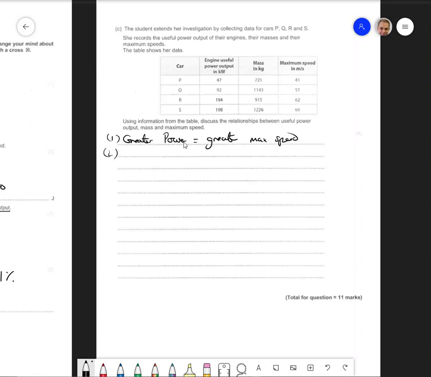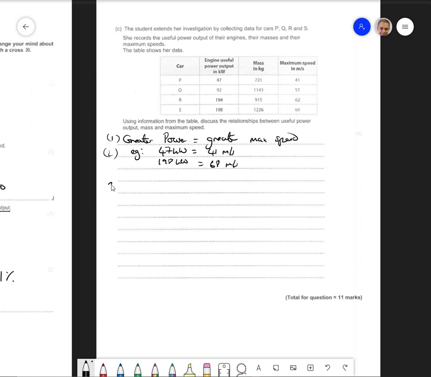The second thing that we can say is, what it's looking for is using information from the table. So how do we justify that? We're going to make some kind of correct reference. You can choose anything from the data. So you can say, for example, 47 kilowatts equals 41 meters per second, whereas 198 kilowatts equals 68 meters per second. So some kind of actual reference to the data. It shows that you know what you're doing, because otherwise you could just guess at these things.